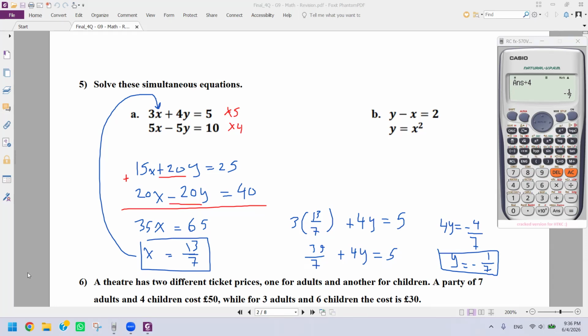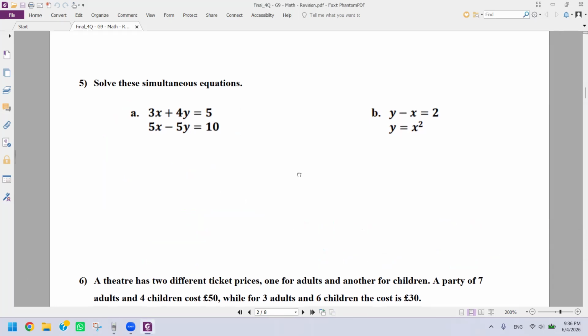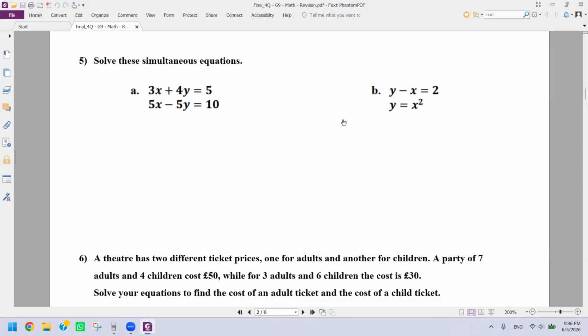Now in part B, I need to solve the simultaneous equation, but this time I cannot eliminate x or y. So here we will use a method called substitution. So I know the value of y. What is it? It's x squared. So I can replace y by x squared. So I will have x squared minus x equals 2.